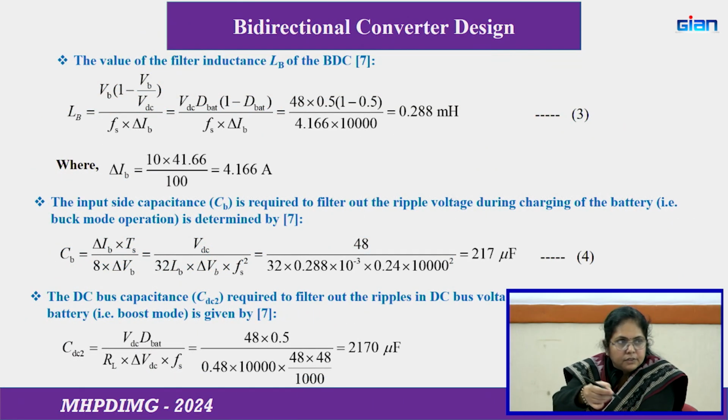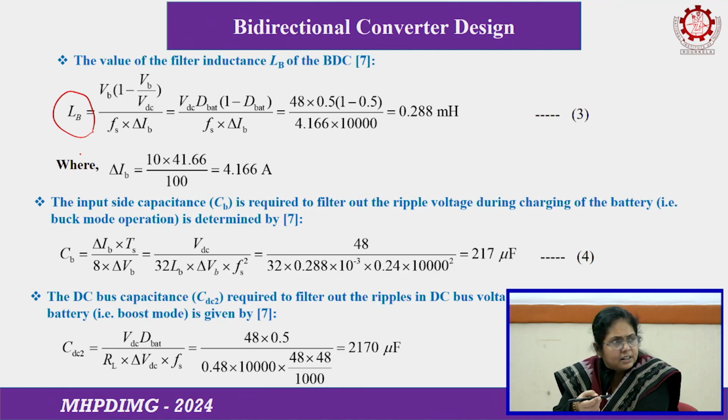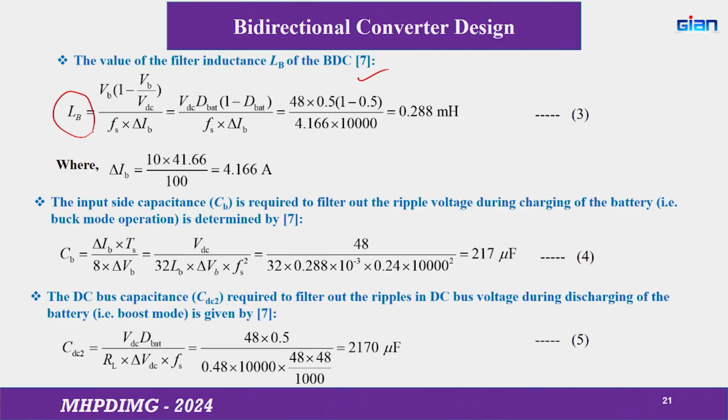While discussing the operating modes, I have shown you the standard one. You can follow any reference to find the filter inductance using the volt-second balance technique. As all the values are known to us and the switching frequency is 10 kilohertz, the filter inductance is found to be 0.288, nearly 0.3 millihenry. If you put the values, you can cross-check the calculation. And we already used ΔI as 10% of the maximum current rating.